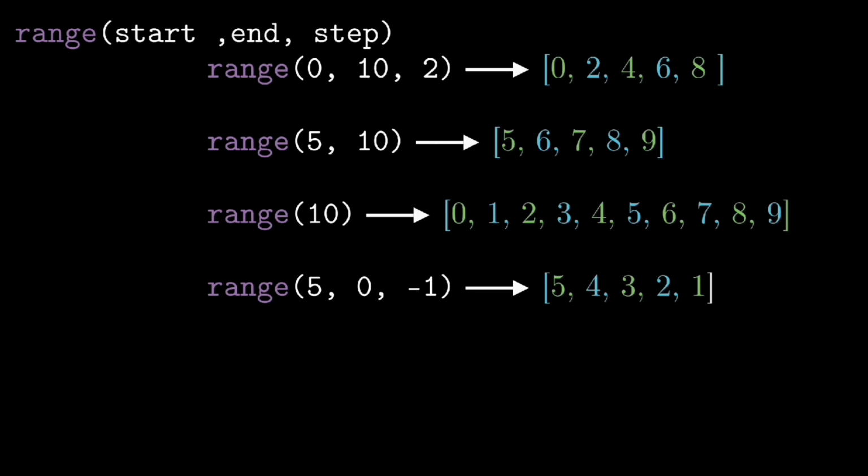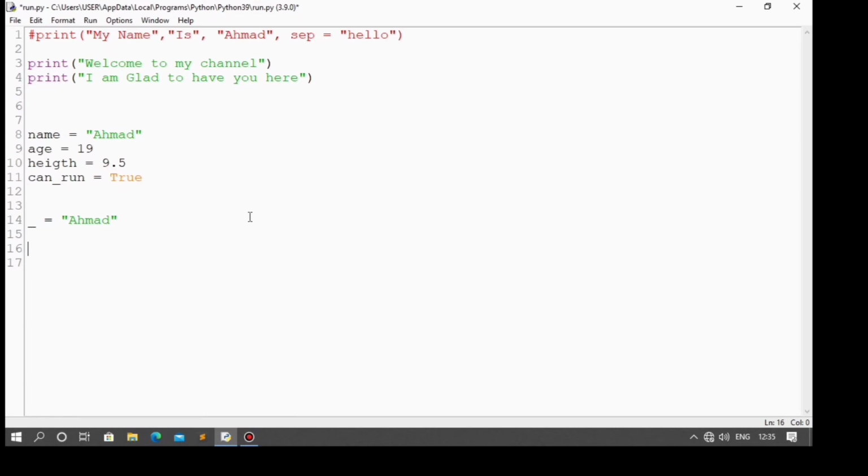So we can either pass in 3 arguments, or pass in 2, in which case they will be the start and the end, or we pass in only 1, which will be taken as the end, and the start will default to 0 and the step will default to 1. Or we can pass in a negative number, in which case the numbers will be generated backward. Let's get back to our IDE and see this in action.